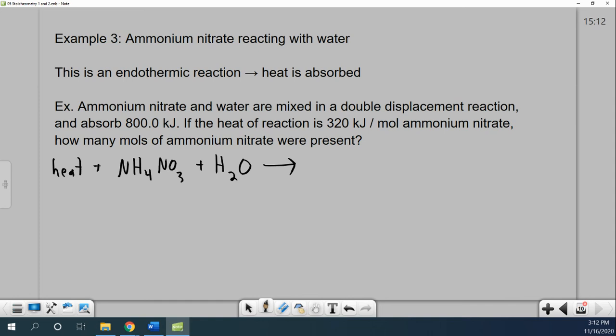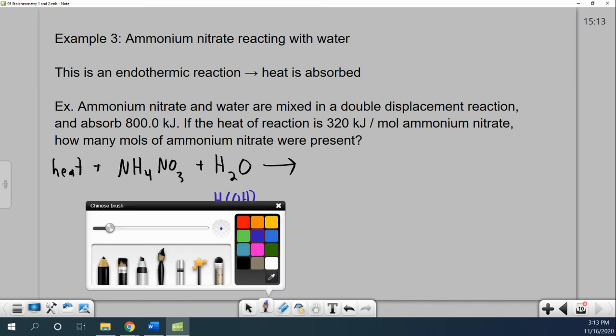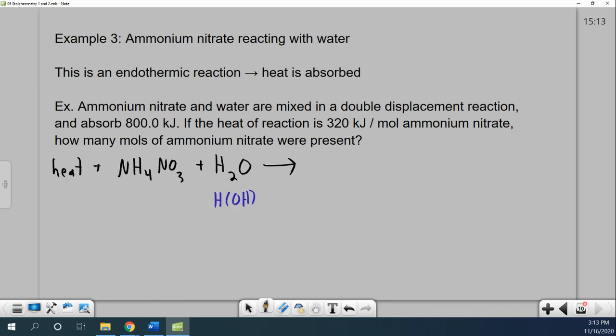So when you have to do a double displacement with water, treat it like hydrogen hydroxide. It makes it way easier to see the double displacement happen. The NH4 and the H change spots. So I end up with HNO3 plus NH4OH. Luckily, H is a +1 and OH is a -1, so everything's already balanced. It's all 1-to-1 to 1-to-1 ratios, which is really nice.